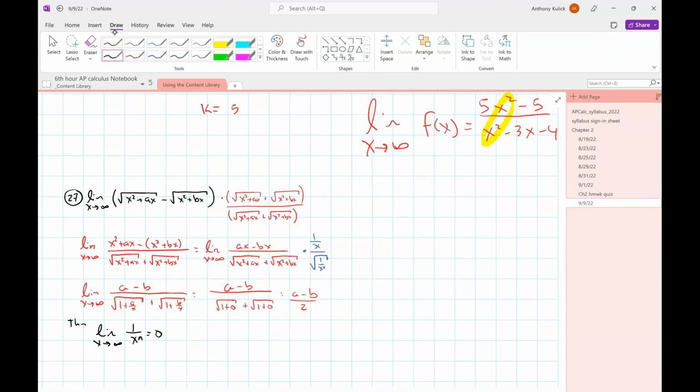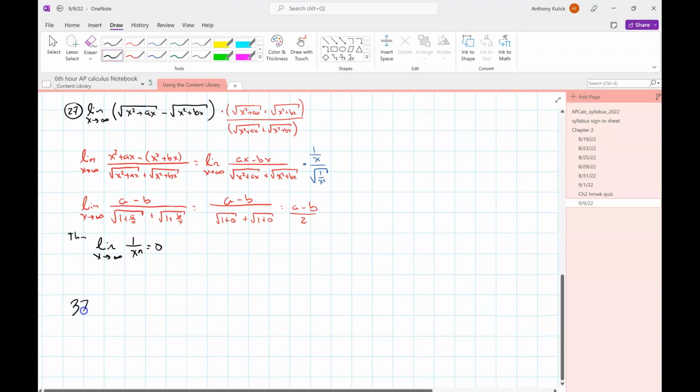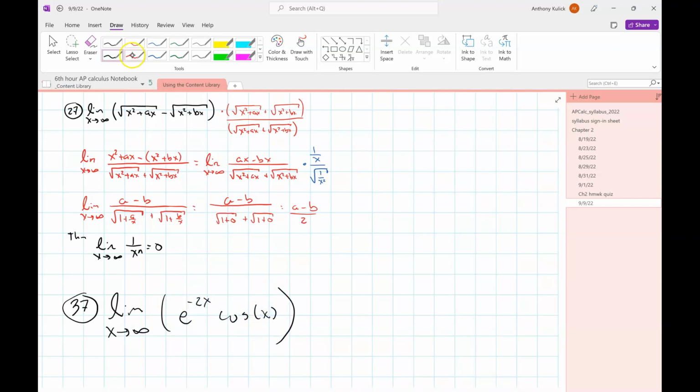Anybody else? Luke? So for number 37, same section still? Yeah, same thing. This is a good one. What I did for it was I changed the e to the negative 2x to 1 over e to 2x multiplied by cosine. And then I was like, you know how e to the x as x approaches infinity is just like 0. So I got 0 over cosine of x and just put the answer is 0. Is that the right logic?